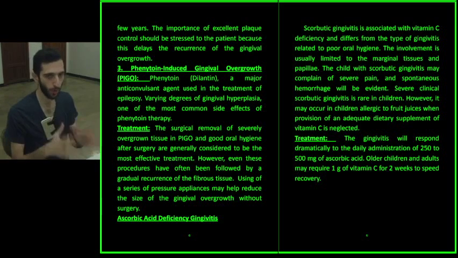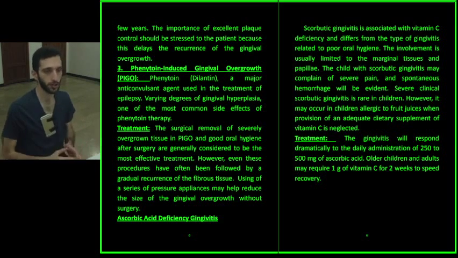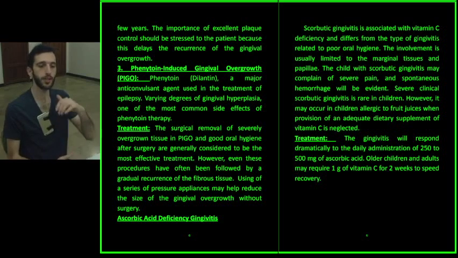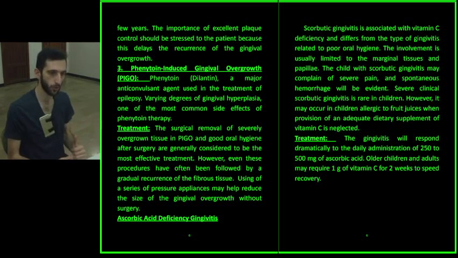degrees of that overgrowth. Treatment is surgical removal, as usual, of severely overgrown tissue in phenytoin-induced gingival overgrowth, PIGO, and good oral hygiene after surgery are generally considered to be the most effective treatment. However, even these procedures have often been followed by a gradual recurrence of the fibrous tissue. Using a series of pressure appliances may help reduce the size of the gingival overgrowth without surgery.